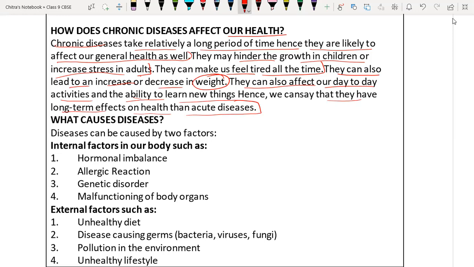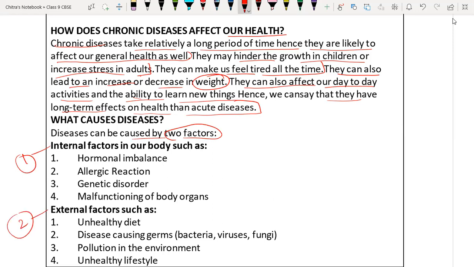Yes. Now we have to discuss what causes diseases. It's really very important to understand that, so that we can keep our health healthy. That's why we have to learn all these things first. So disease can be caused by two factors. What are these two factors? First we have internal factors, and the other is external factors.